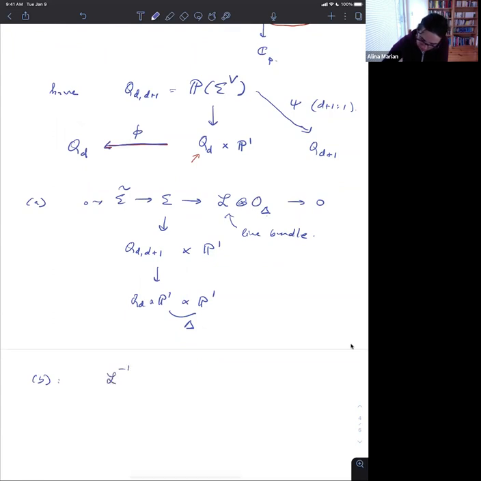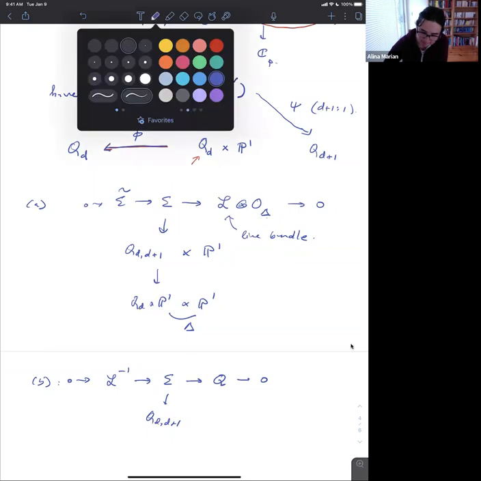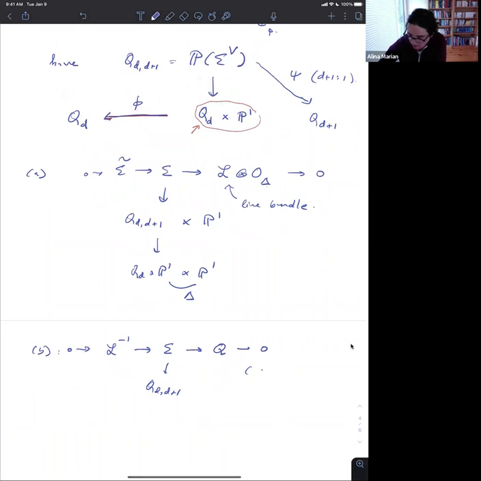So there's a quotient Q. This is on QD,D+1, and this is pulled back from QD via this map, pulled back from the base. So this is just the exact sequence of the projective bundle. This is the universal bundle.